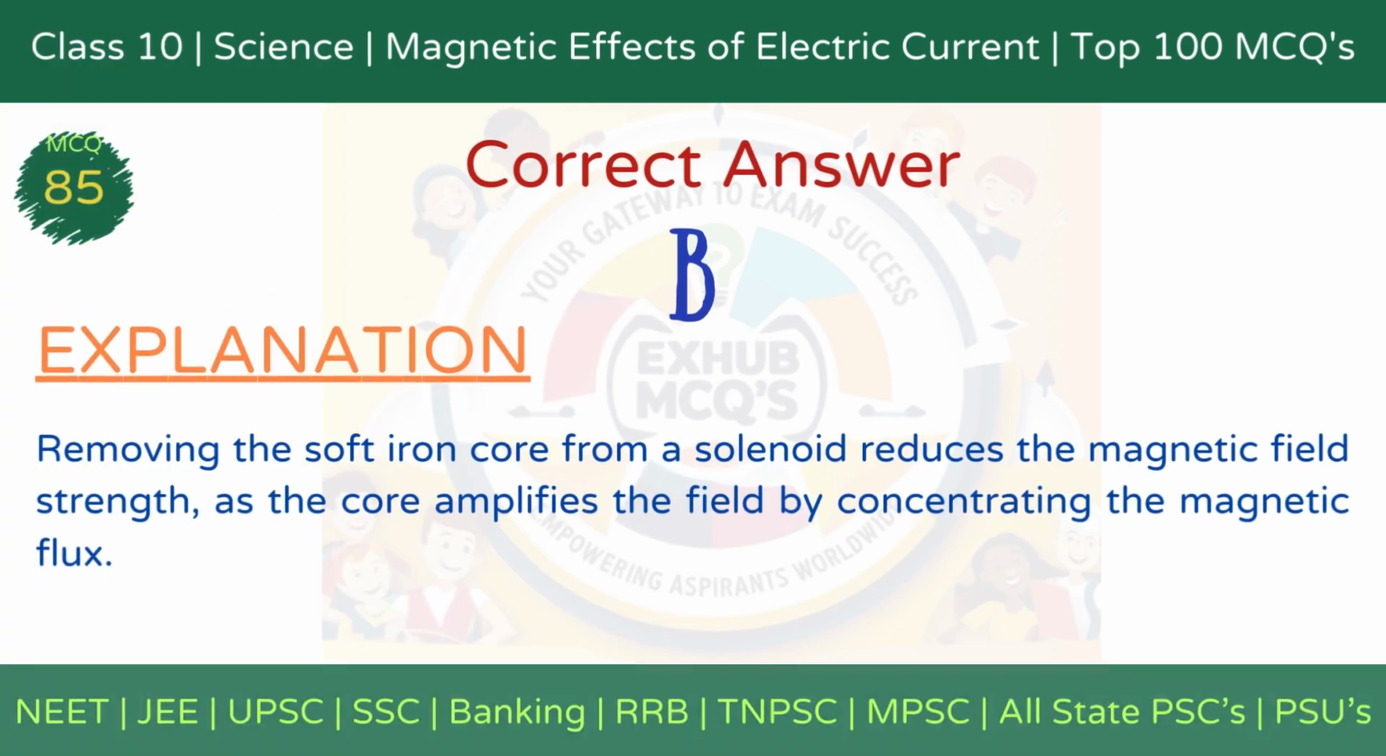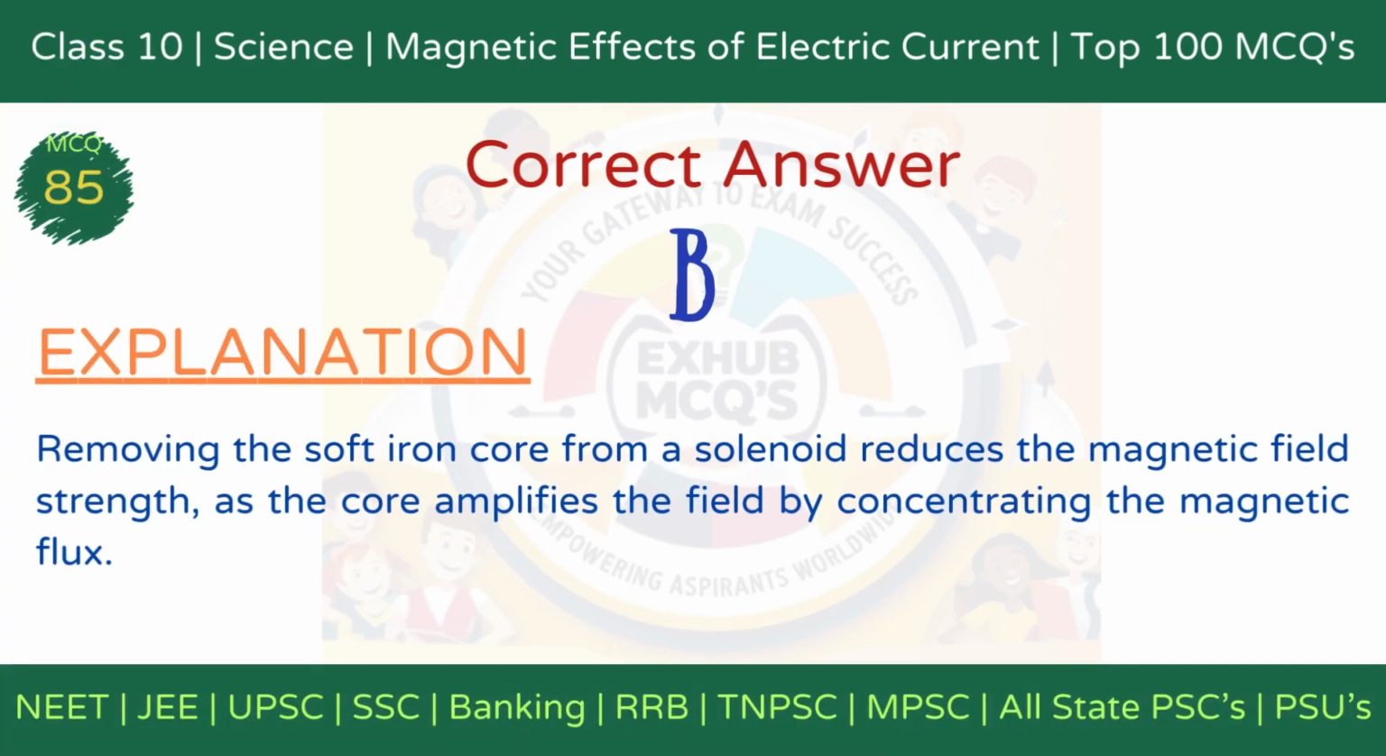The correct answer is option B, field strength decreases. Explanation. Removing the soft iron core from a solenoid reduces the magnetic field strength, as the core amplifies the field by concentrating the magnetic flux within the solenoid.